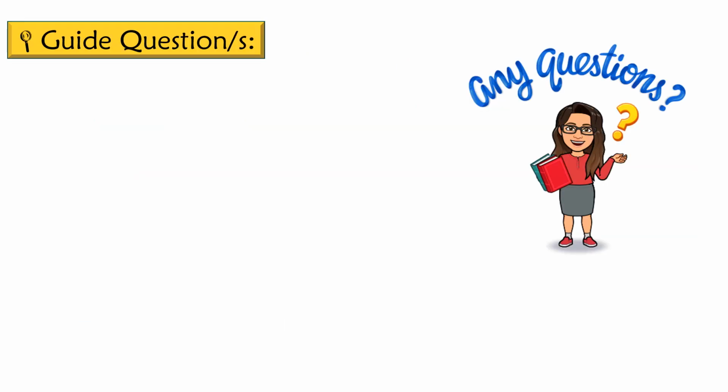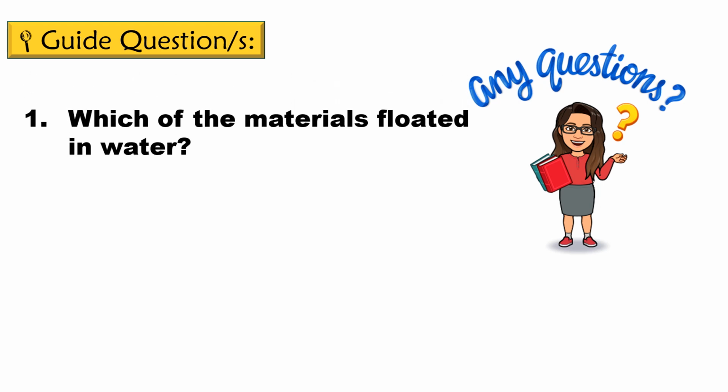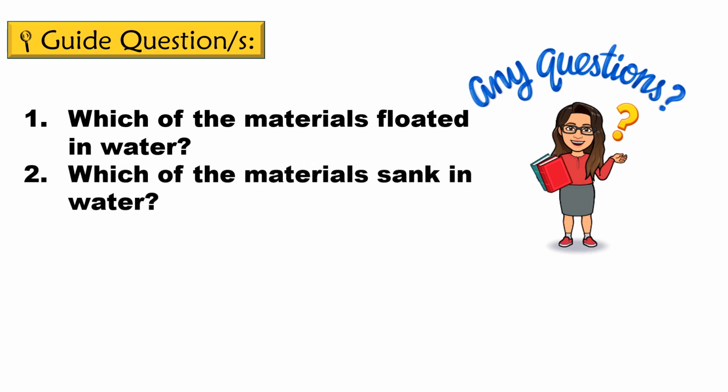Now that we are done identifying the materials that float and sink in water, let's answer the following questions. First question. Which of the materials floated in water? Correct. Based on our activity, the rubber ball, the styrofoam, and the pencil floated in water. Next question. Which of the materials sank in water? Correct. The materials that sank were the stone and the metal spoon.